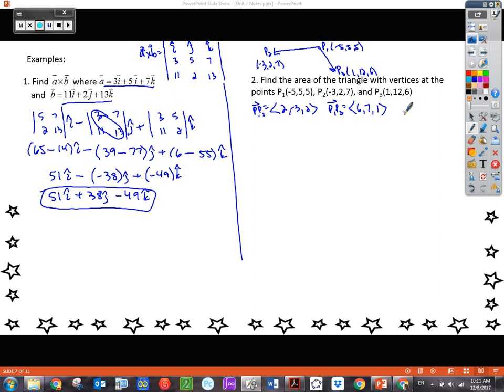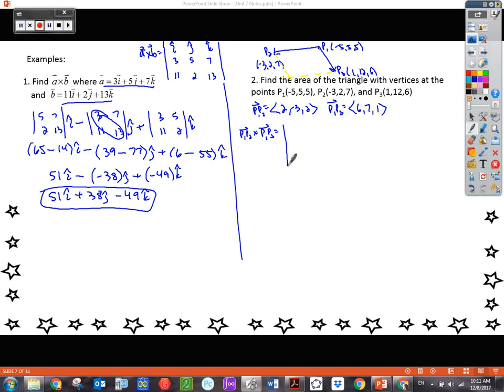So we have a few additional steps when we're in context like this. They don't just hand us the vector. We need to write them. And now we're going to cross them. When we cross these 2 vectors, basically what we're doing is we are finding the area of this parallelogram. That's what we're finding the area of when I take the magnitude of the crossed vectors. So let's cross the vectors and then do the magnitude of them. So P1, P2 crossed with P1, P3.